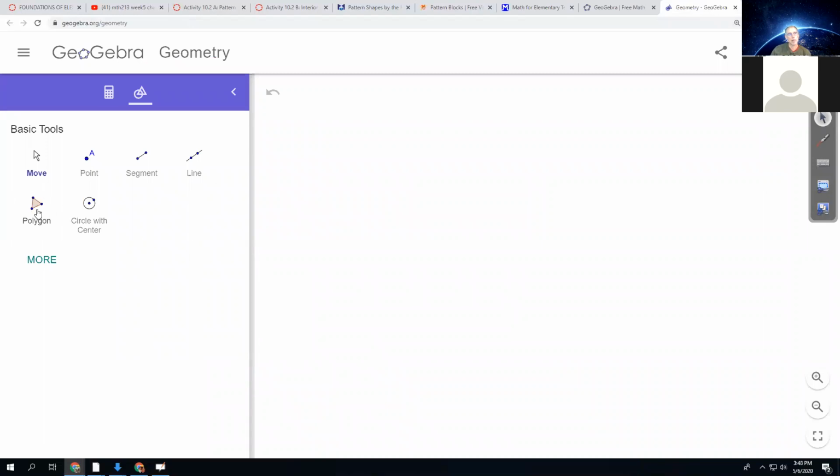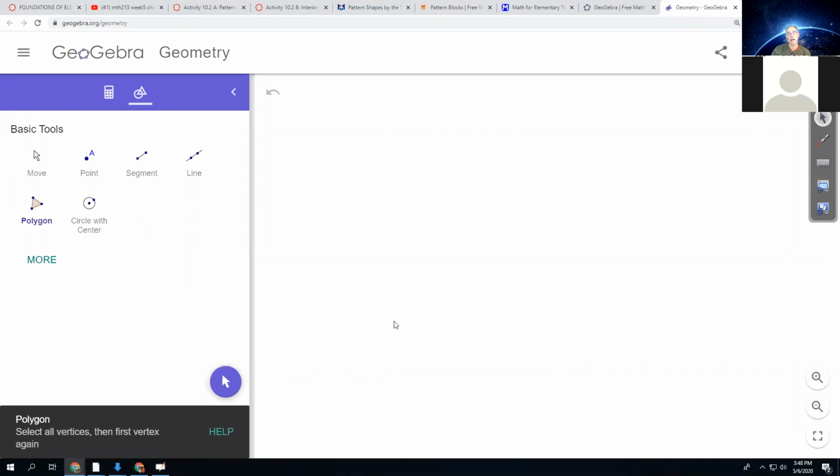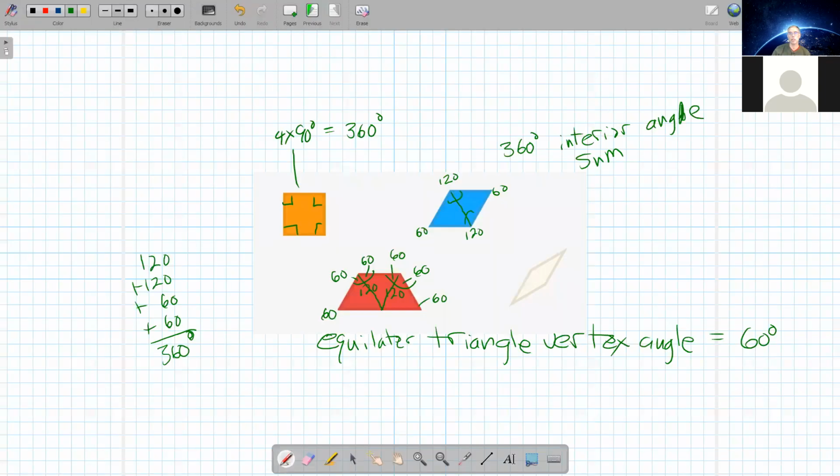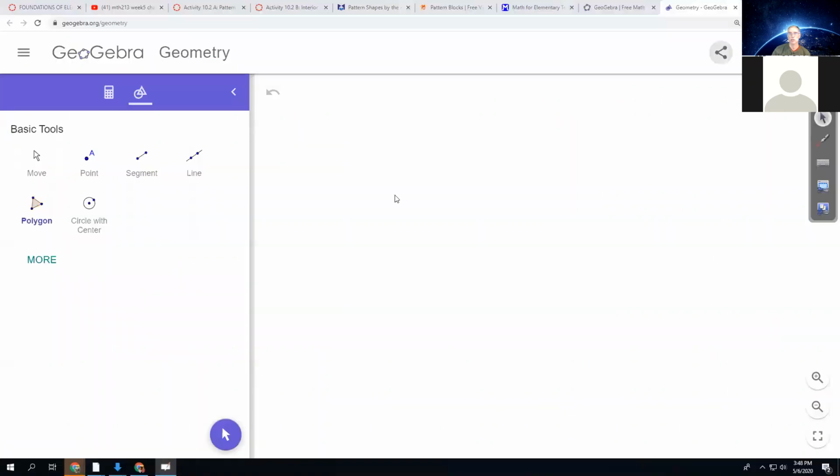So here I have a polygon tool. And so I'm going to draw myself a quadrilateral, but I'm going to get a little wild here. I'm going to make a concave quadrilateral. All the ones shown in my notes at the moment here, these are all convex quadrilaterals. So I'm going to make a concave one, so it has to cave in on itself.